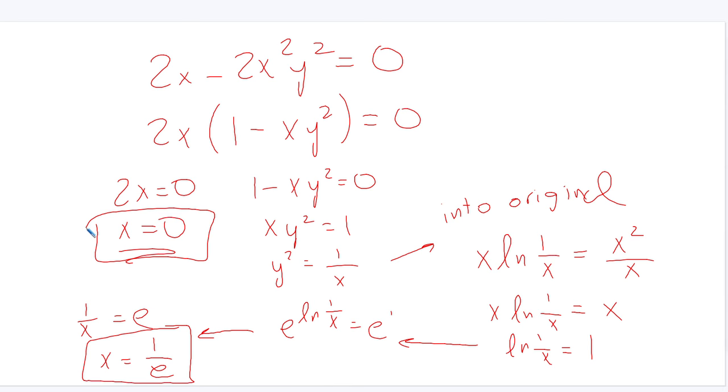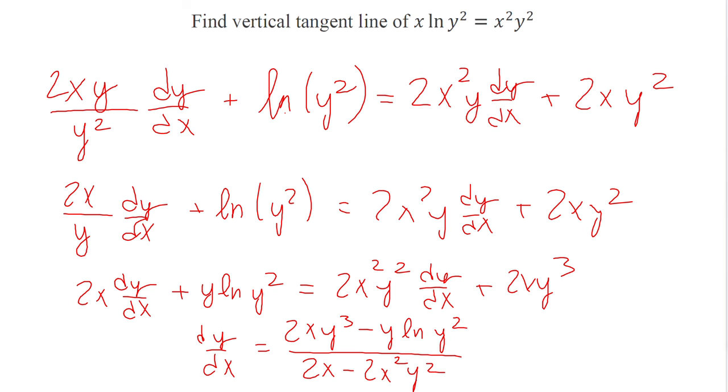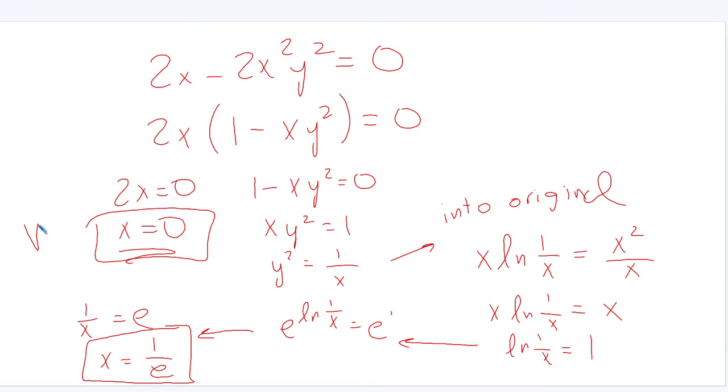Now, if we go back to our original equation and we plug in 0 to it, you just get 0 equals 0. So we know that's true. And we should check the numerator of our derivative, just to make sure it doesn't also make it 0. We'll end up with negative y ln y squared. So as long as y isn't 0, then that should work. And y can't be 0 because then we'd be taking the natural log of 0. So we know that x equals 0 is a vertical tangent line.